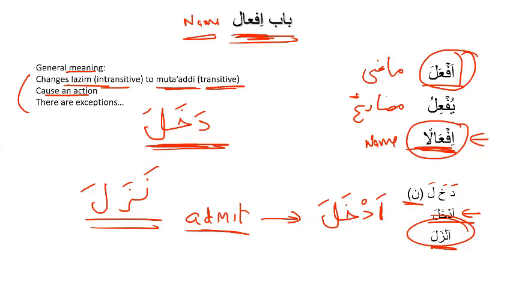Arif sir, what did you? I missed this part. Cause and action. That's with the mutaddi. Is that right? Yeah, so cause and action.